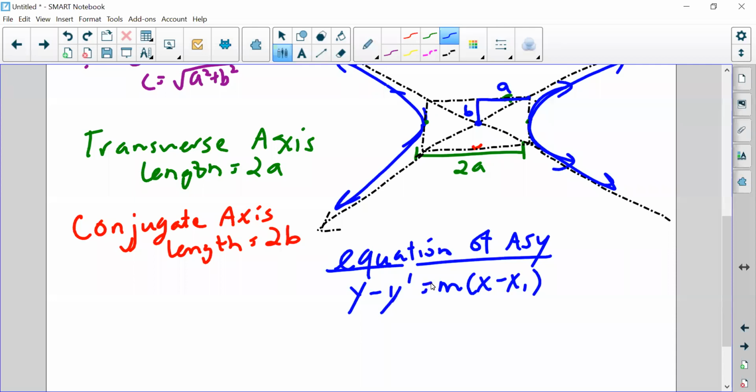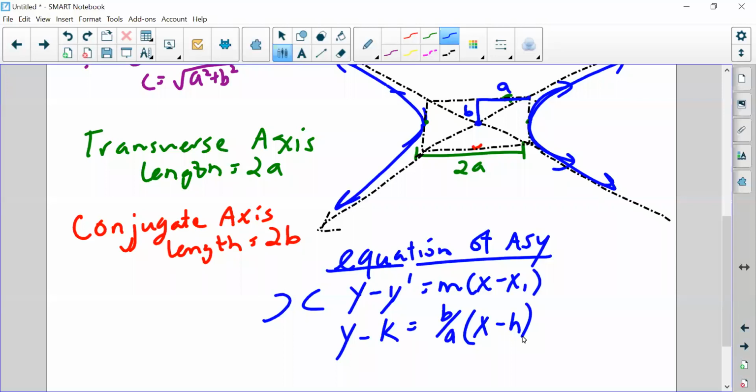Okay. And so that's going to be y minus the y of your center, which is k. We just figured out if it opens left and right, we're going to go up B and over A for one asymptote. So it's going to be B over A, x minus the h of my center. If you can remember that formula, that'll give you your asymptotes.